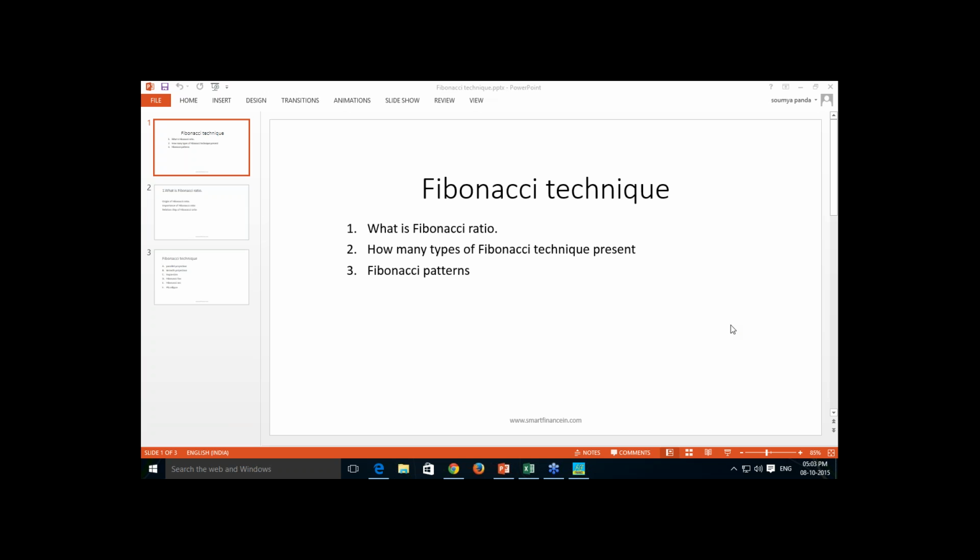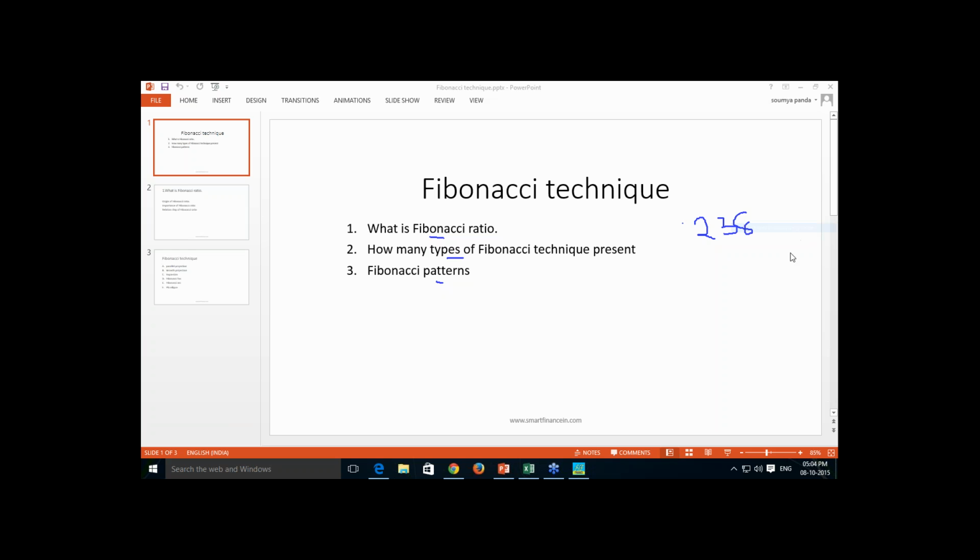Once again, good evening to all of you, and I'll start the session. Today you are going to learn three broad aspects of the Fibonacci technique: what is the Fibonacci ratio, how many types of Fibonacci techniques are present, and what are Fibonacci patterns. These three things we are going to learn today. So what is a Fibonacci ratio? Many of you will know that the Fibonacci ratios are 0.236, 0.382, 0.618, all these ratios.